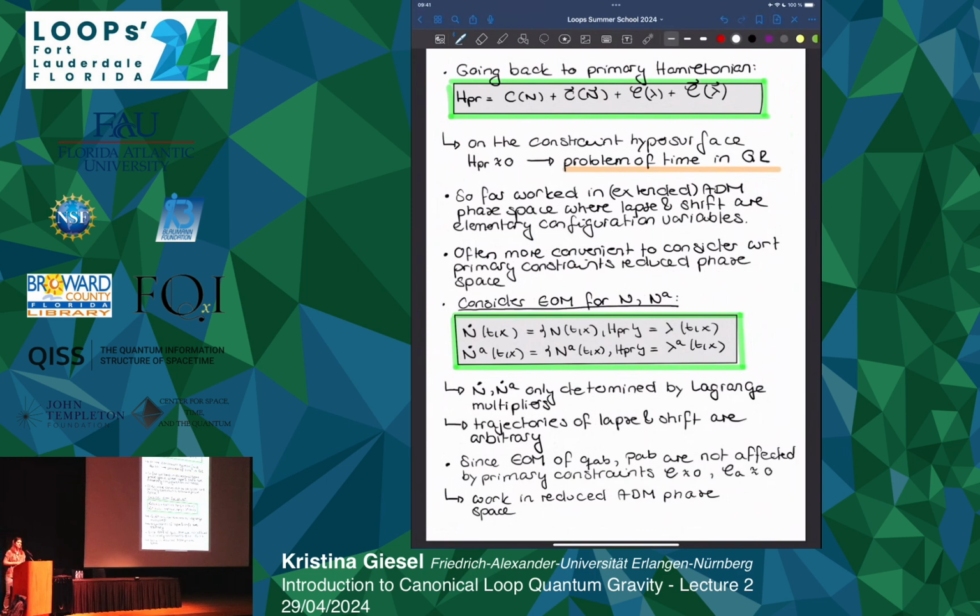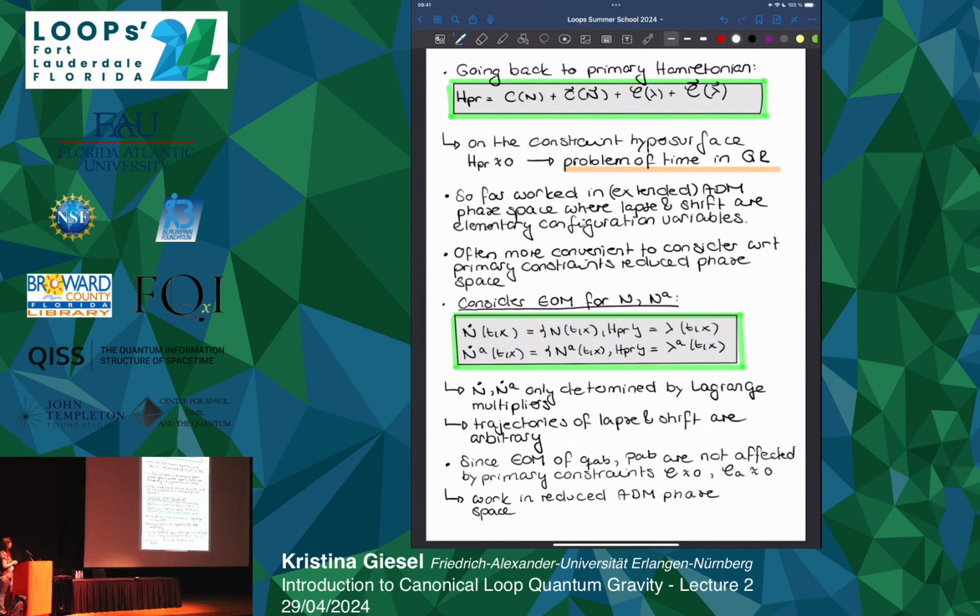This is the problem of time mentioned in general relativity, and it's related to the fact of how we can describe dynamics of gauge invariant quantities, these Dirac observables, which I was introducing in the lecture before. Okay, now so far we worked in the extended ADM phase space, where lapse and shift and their momenta are elementary variables of our phase space.